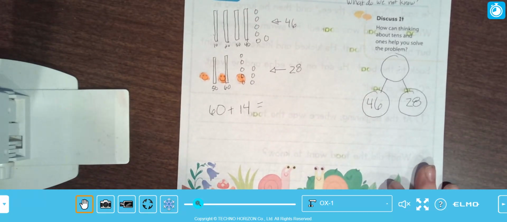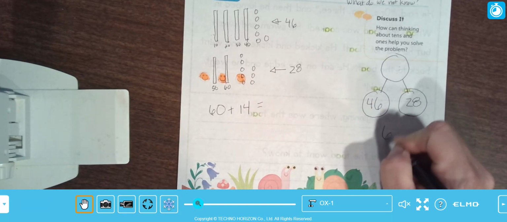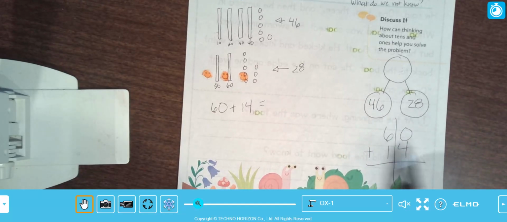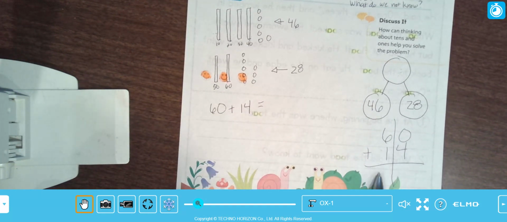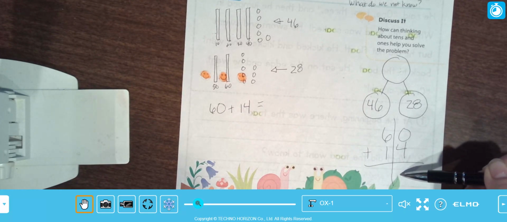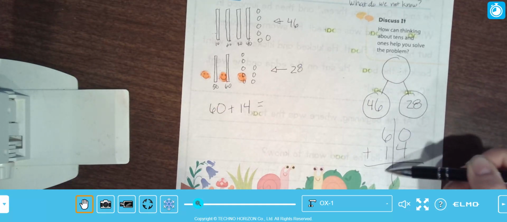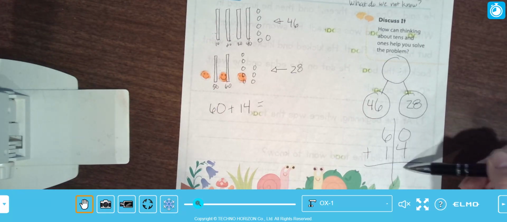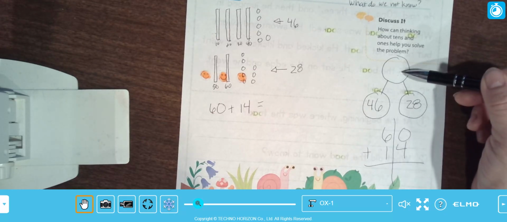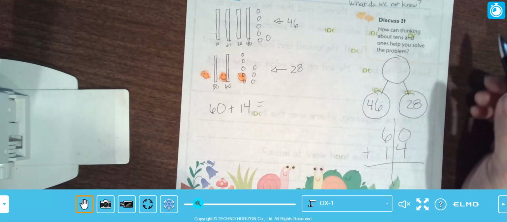Okay, I'm also going to draw it this way because I think it's easier for me to add them up this way than this way. You could do it lying down if you want, or you could do it standing up. So 0 plus 4, find the answer and write it there. Then 6 plus 1, find the answer and write it there, and write it here.